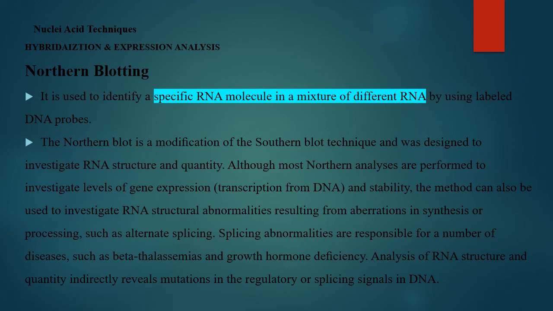Now, splicing abnormalities are responsible for a number of diseases such as beta thalassemias and growth hormone deficiency. So you see how relevant your northern blot is. Analysis of the RNA structure and quantity indirectly reveals mutations in the regulatory or splicing signals in DNA. So if there are issues with the signals that the DNA is bringing, northern blotting, which is concerned with RNA structure and quantity, can give you an idea that something is going wrong over there.